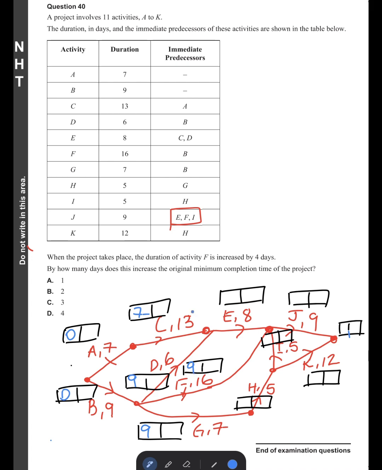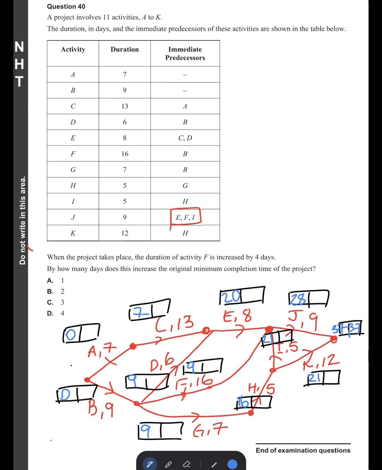7 and 13 is 20. That's going to be 20. 9 and 7 is 16. 16 and 5 is 21 and 21. Then we've got, that's going to be 25. So J has to be 28 because 25 is not as much there. And then that's 9. So then that's going to be 37. And that's going to be 33. So 37 is correct there.